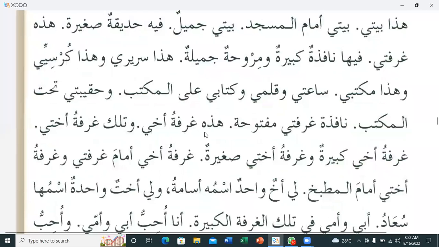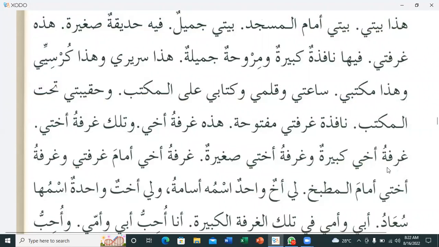Hadihi ghurfatu akhi. Hadihi, this is ghurfatu, room, akhi, my brother. Hadihi ghurfatu akhi, this is my brother's room. Watilka, and that. Tilka, that. Watilka ghurfatu ukti, and that is the room of my sister. Or we also say, and that is my sister's room.